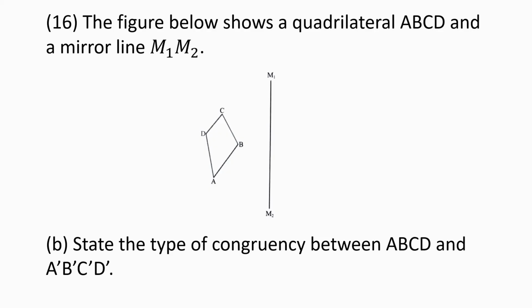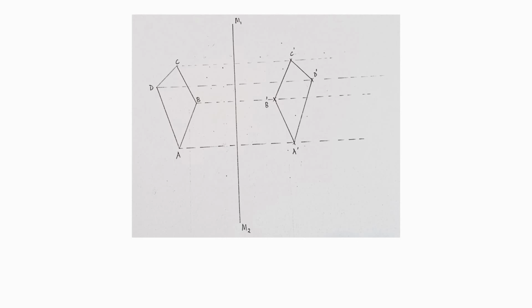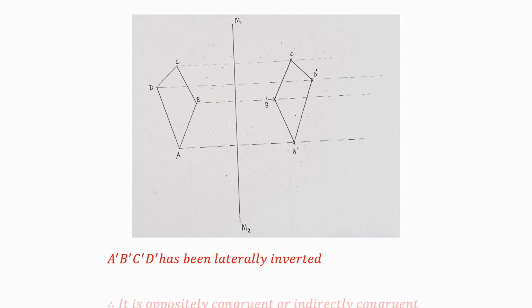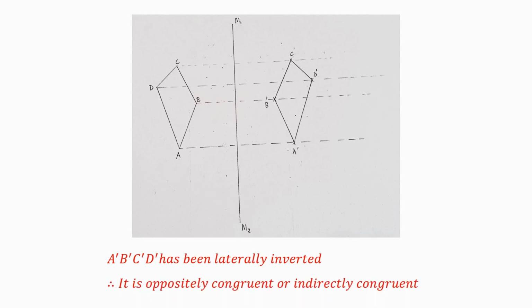Part B. State the type of congruency between A, B, C, D and A prime, B prime, C prime, D prime. So from part A, that is what we did. Then from this image, we can tell that A prime, B prime, C prime, D prime has been laterally inverted. So that means A prime, B prime, C prime, D prime is oppositely congruent or indirectly congruent.